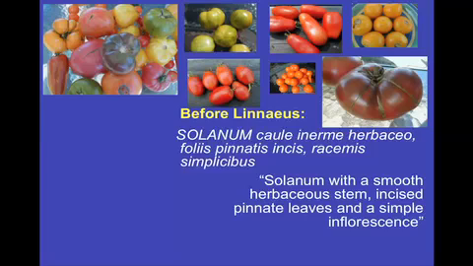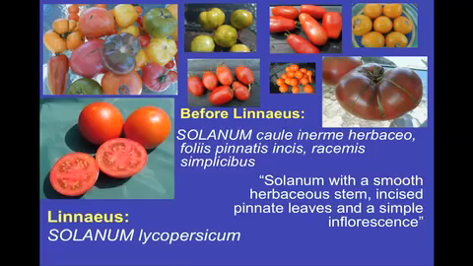Okay? Now, what that means, we translate the Latin. It means a Solanum with smooth herbaceous stem and incised pinnate leaves, and a simple inflorescence. Why don't you just say so? Okay. So a Solanum is a kind of plant. There's a lot of different kinds of Solanums. But everything else then is a description of what kind of Solanum it is. Now, after Linnaeus, simple. Solanum, genus name, lycopersicum, species name. Lycopersicum means wolf peach. God knows why, but there it is. I don't see any teeth or fur, but maybe wolves like to eat them. I don't know. But it's simple, okay? And if you wanted to say, ah, yes, that's a proper Lycopersicum, people would say, oh, yes, that's a tomato.